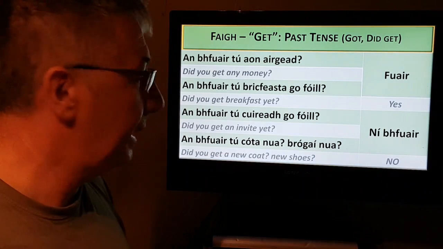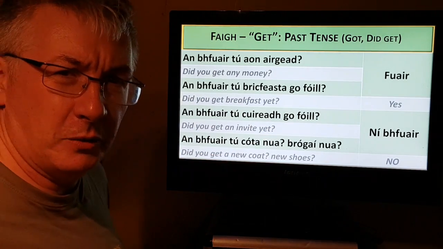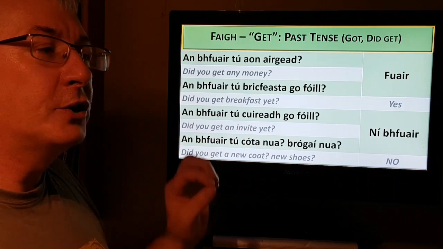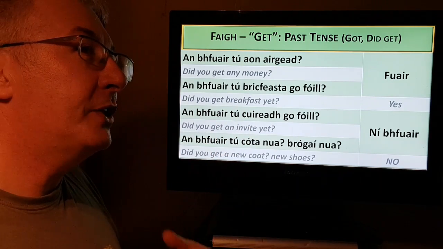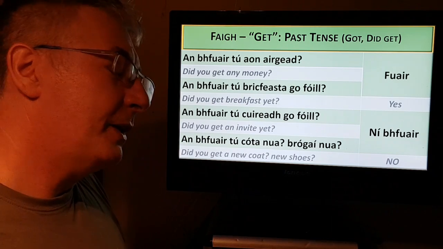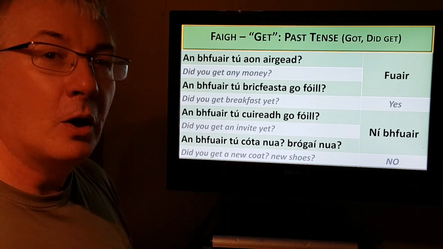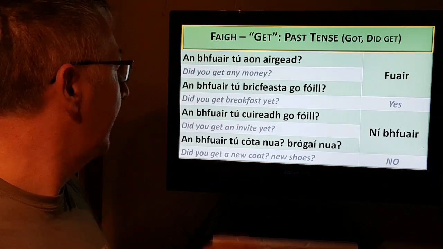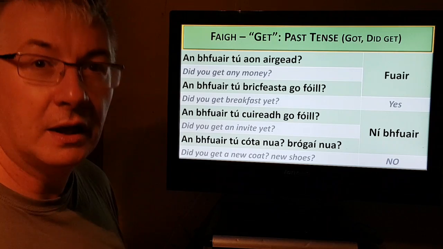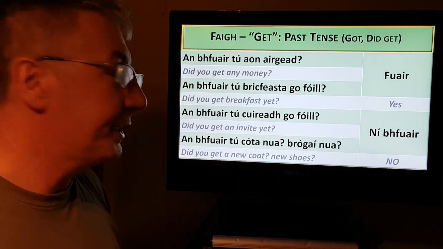Ni were me Arrogate. Okay, ni were me Arrogate. I didn't get money. Then if you want to ask somebody, did you get breakfast yet? Okay. And where to? Breakfast. Don't say breakfasta. Some people have a habit of, if a word's close to the English, sliding into the English sound. So you'll hear some Irish speakers saying things like breakfasta, but it's breakfast, okay? Where to breakfast go foil, yet. Where to breakfast go foil, did you get breakfast yet?